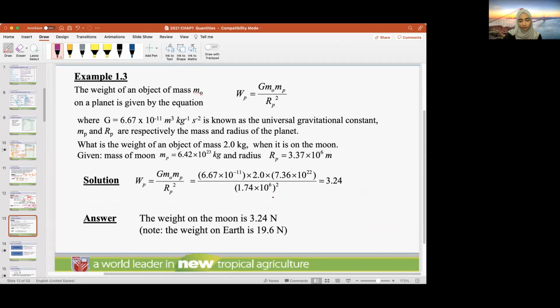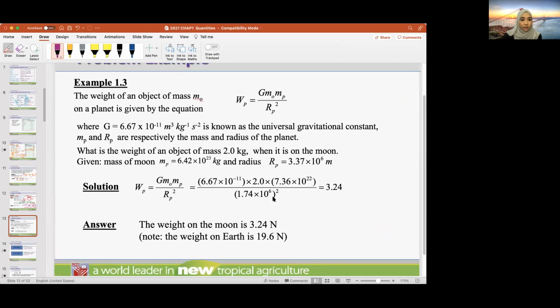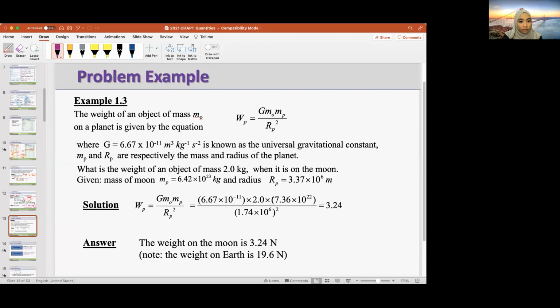Okay, next one. Many examples. Example 1.3. The weight of an object of mass m0 on a planet is given by the equation as such, where G is 6.67 times 10 to the minus 11 meter cube per kilogram per second squared, known as the universal gravitational constant. You will learn this in chapter 5, don't worry. MP and RP are respectively the mass and radius of the planet. Just bear with me on this one.